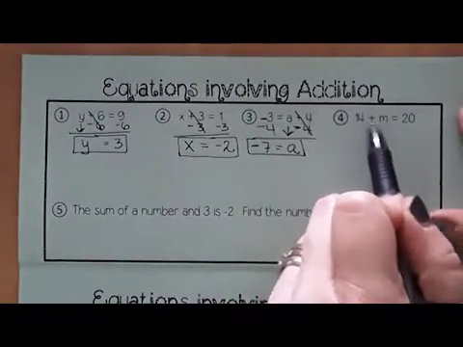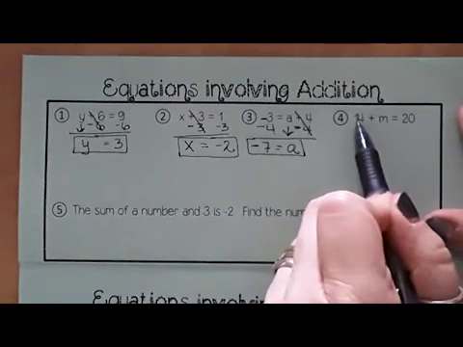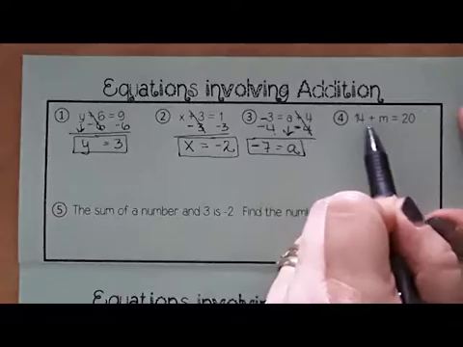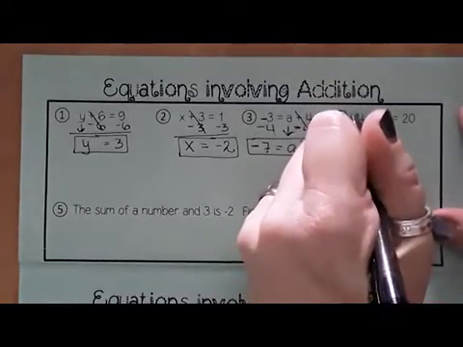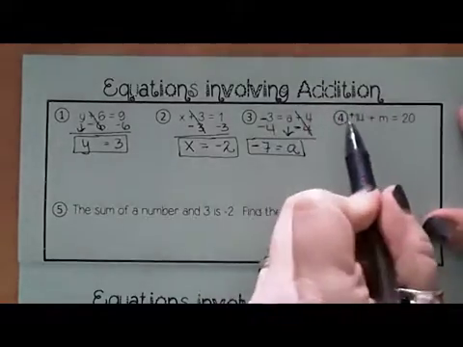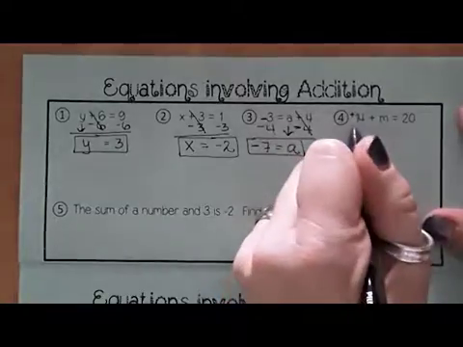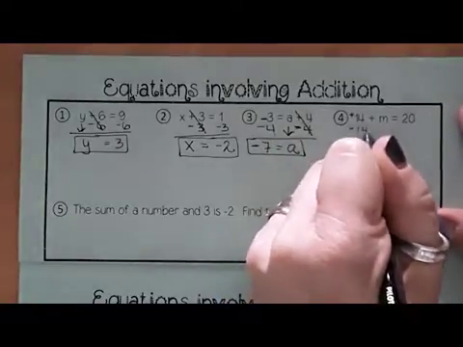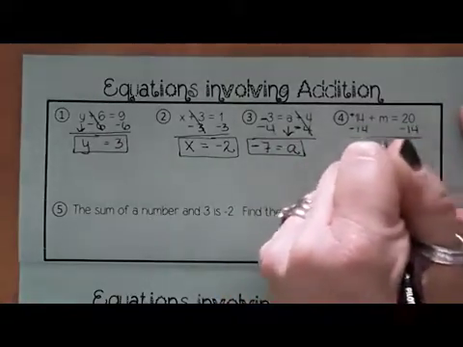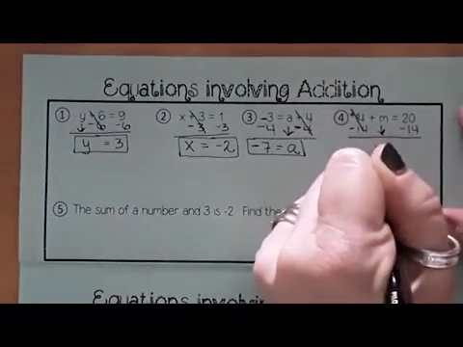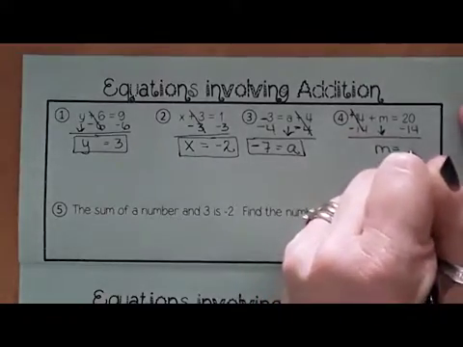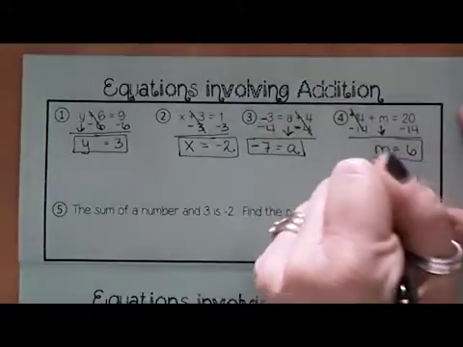My last one, they just flipped the variable and the number. That's not a big deal. If you know there's no negative here, you can write a little positive. The opposite of positive is negative, so we're going to subtract 14 from both sides. Bring down your m. 20 minus 14 is 6.